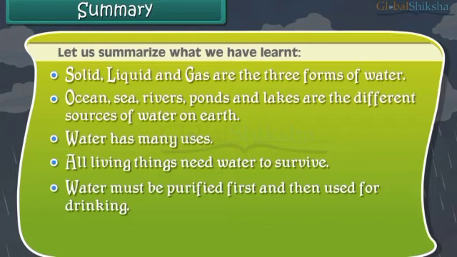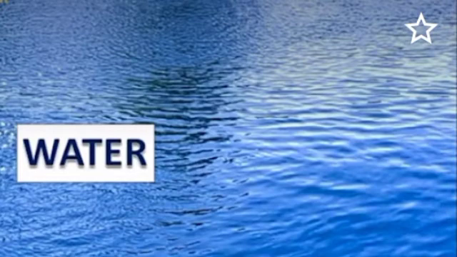Solid, liquid and gas are the three forms of water. Ocean, sea, river, ponds and lakes are the different sources of water on earth. Water has many uses. All living things need water to survive. Water must be purified first. Now we will see some water related things.